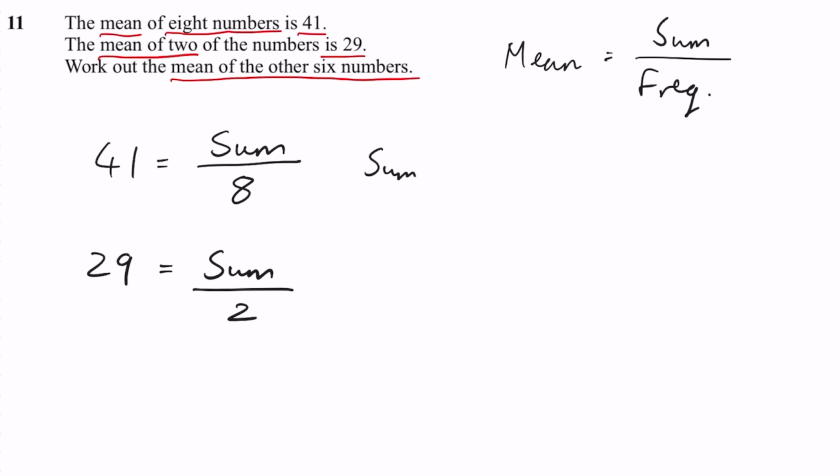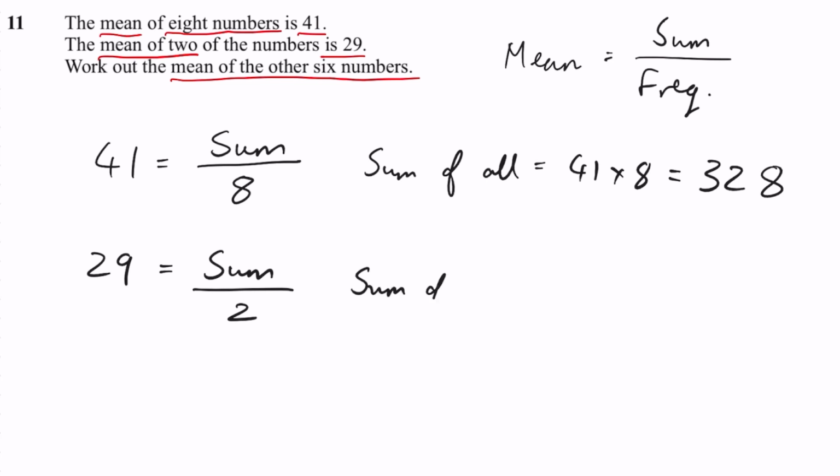Now, if I rearrange this a bit, I'm going to times both sides by 8 here, so the sum of all of the numbers is going to be 41 times 8. Just doing that in my head quickly, that would be 328. And the sum of those 2 numbers that they talk about in the question, if I times both sides by 2, 29 times 2 is equal to 58. So I've actually got the sum of all of the data, all 8 numbers, and the sum of those 2 numbers that they mention in the question.